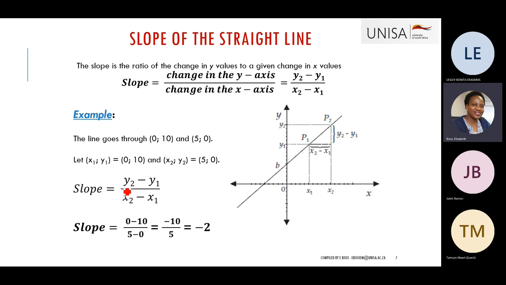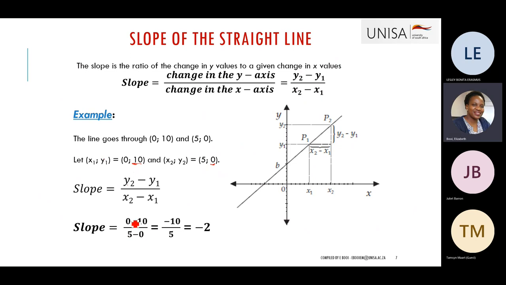So we calculate the slope, y2 minus y1 over x2 minus x1. Because I've already identified my x1 and y1 and x2 and y2, it makes it easy for me to substitute the values into the formula. So our y2, we're just going to take 0. Our y1 is 10, because we identified them from that statement. x2 is 5. x1 is 0. So it will be 0 minus 10 divided by 5 minus 0.